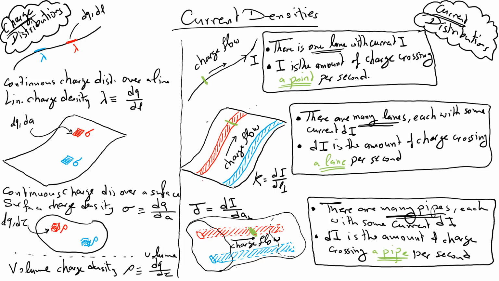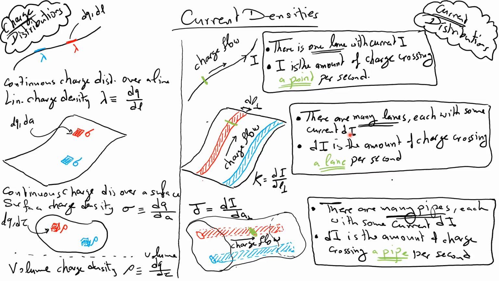So this side is going to be called dL perpendicular. Okay, and let me go back to the laser pointer. On this surface there are many lanes. Each has some current. We are going to call it dI. So this is the amount of the current here, and this is the amount of the current here.